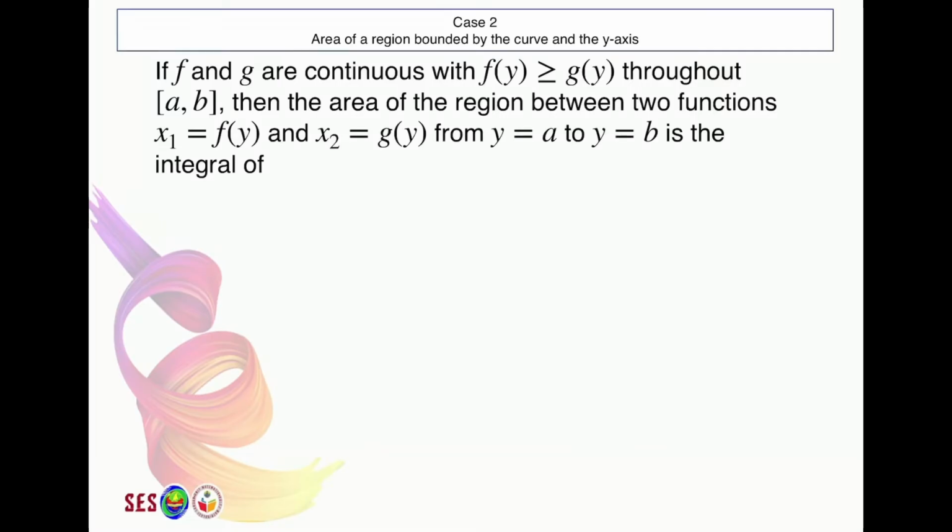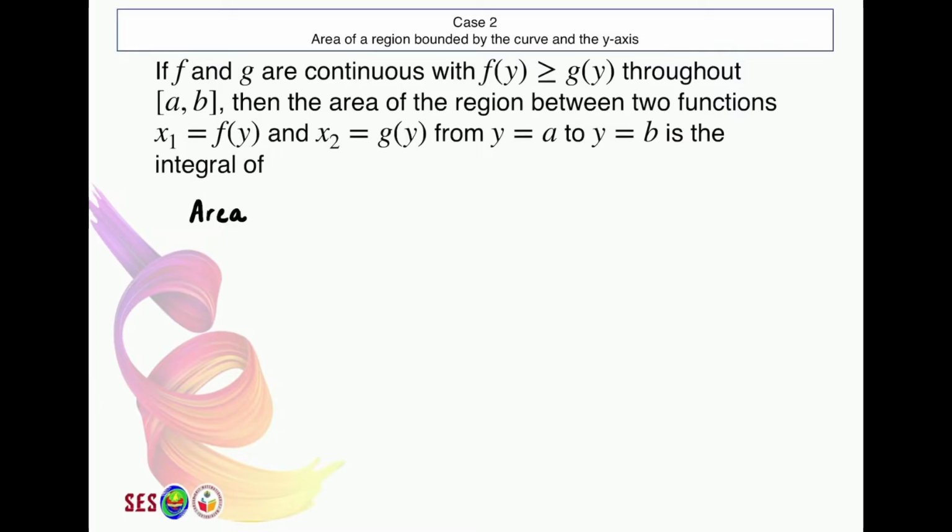So hello everyone, now we are going to look into the area of a region bounded by the curve and the y-axis. Before this we have seen the area of a region bounded by the curve and the x-axis. So now, if f and g are continuous with f(y) greater than or equal to g(y) throughout [a, b], then the area of a region between two functions x1 equals f(y) and x2 equals g(y) from y equals a to y equals b is the integral of, okay, so this will be the formula.